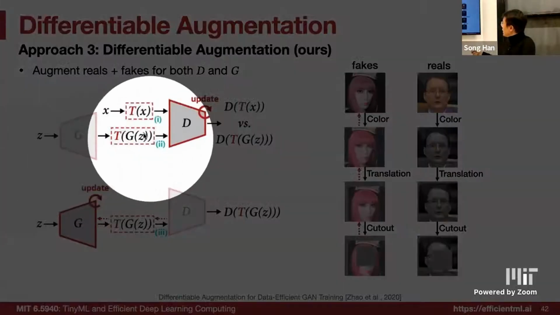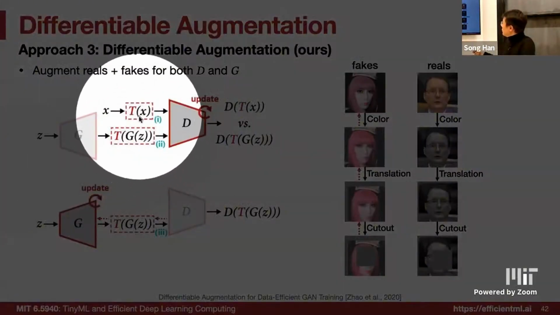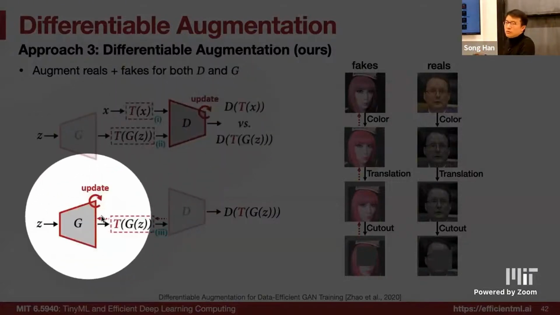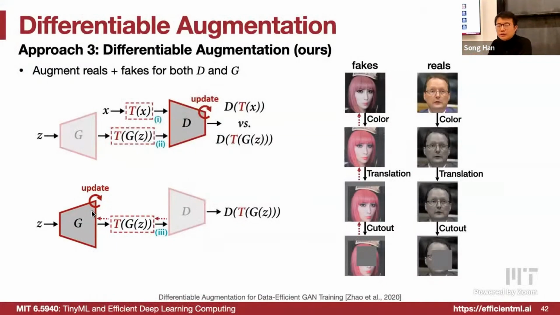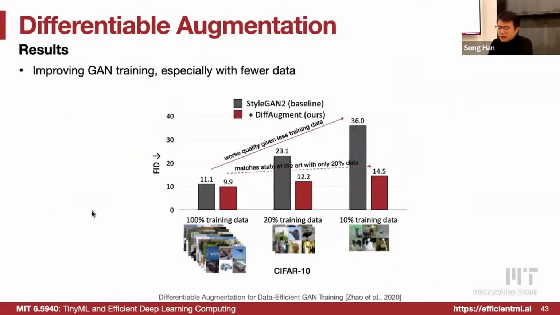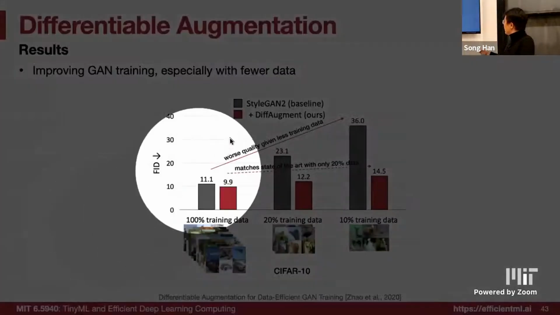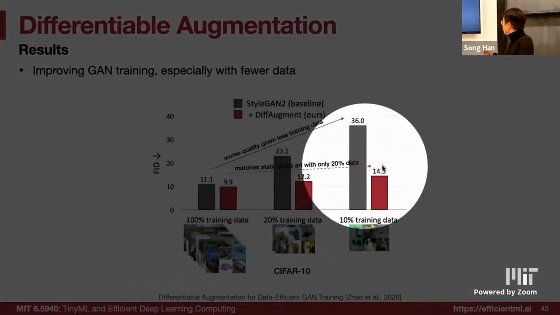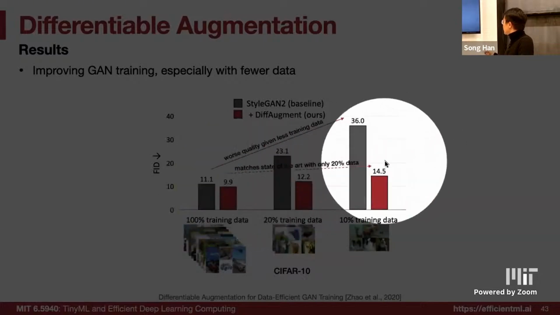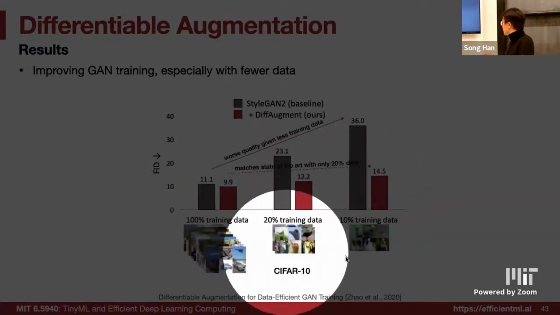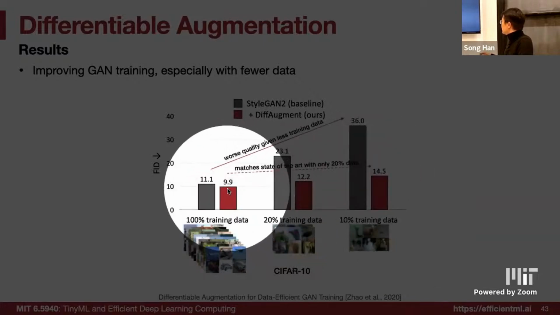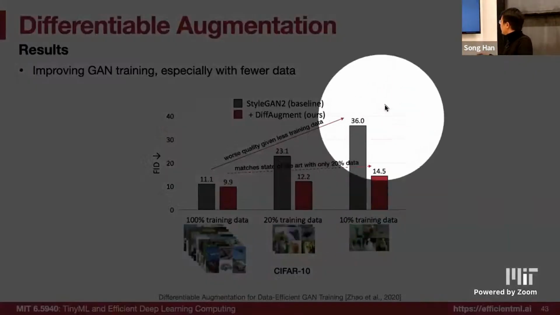So the solution is to apply augmentation on both the real and the fake. This is the real, this is the fake. And it is applied for both the discriminator and the generator. And immediately it solves the problem of the worse quality. It no longer increases very quickly, but the FID stays pretty stable. It did increase a little bit because we have low data, but the FID becomes much more stable, from 9 to 14 rather than from 11 to 36.